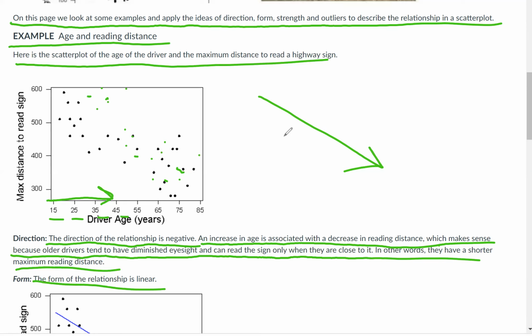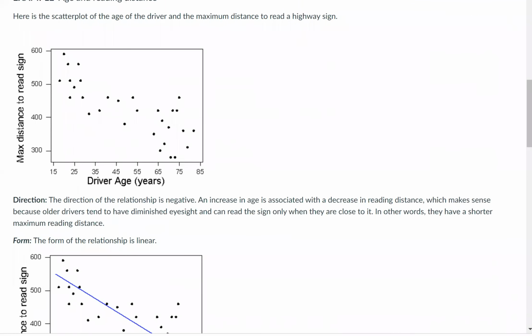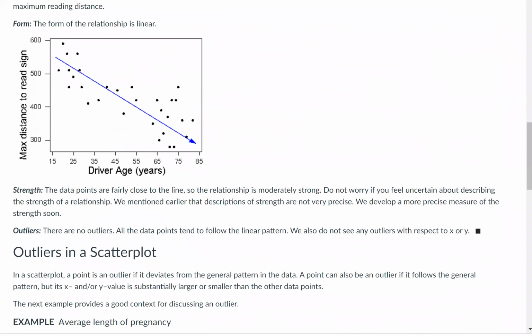Now we'll look at form. The form of the relationship looks fairly linear, I'd say. It doesn't look perfect, of course, but I'd say it looks closer to a line than it does to any kind of curve.